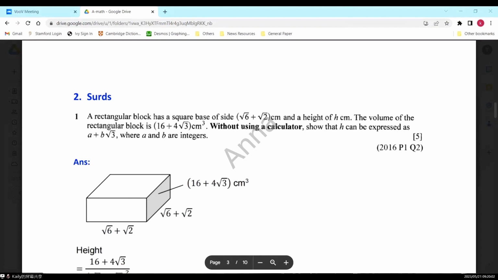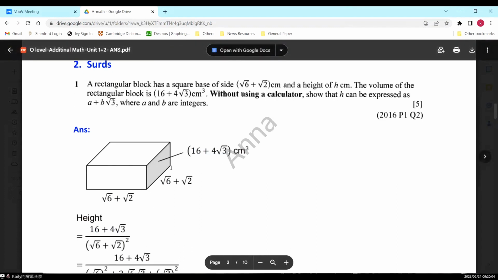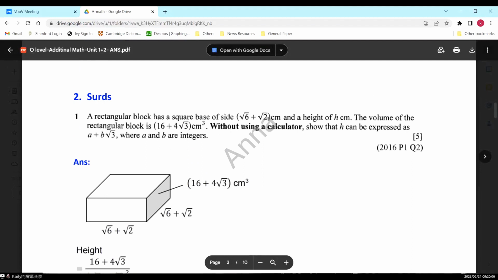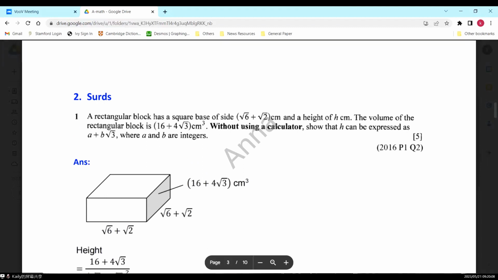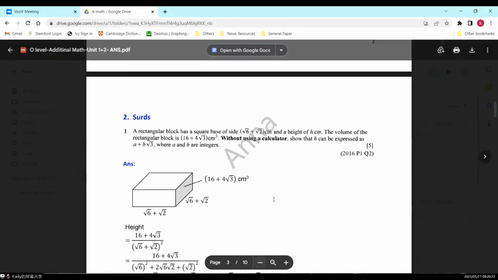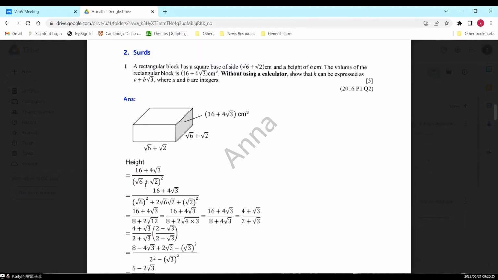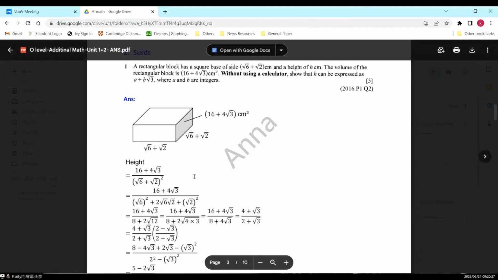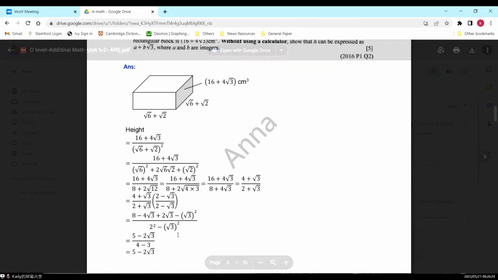Anyway, for this question, the first thing you have to do is to find the height, because they've given the length and the breadth, which is essentially the same thing because it's a square base, and then you are given the volume. So you just need to find the height by dividing it. Okay, so just divide it by the base area, and then you get the final answer.